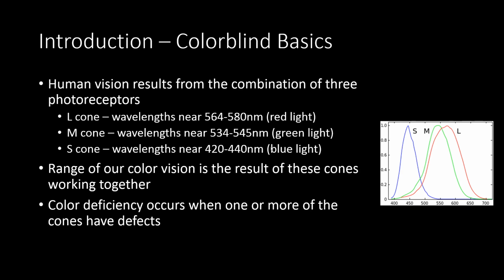So to understand color blindness, you must begin with the basics. There are three photoreceptors in the human eye. There's the L cone, which is responsible for perceiving red light. There's the M cone, which is responsible for perceiving green light. And there's the S cone, which is responsible for perceiving blue light. The range of our color vision is a result of these three cones working together. For example, yellow light would be a stimulation of the long cone and the medium cone to perceive yellow. Color deficiency occurs when one or more of the cones have defects, such that you cannot perceive the color as well as someone who has all cones functioning normally would.